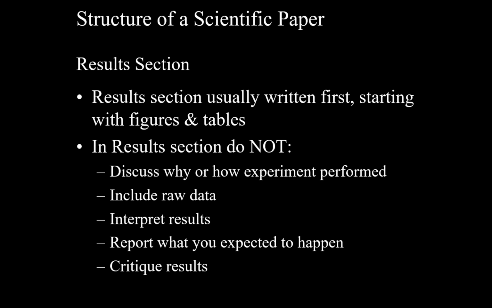Why the experiment was done is in the introduction. How the experiment was performed is in the methods section. That information does not belong in the results. There are places for it in the paper, but the results section is not where that goes. You don't include any raw data in the results section. This is processed data. This is data that you've actually already analyzed that gets presented here.